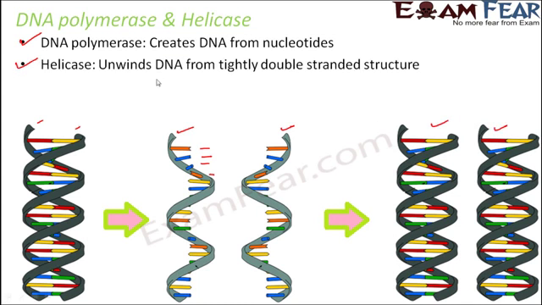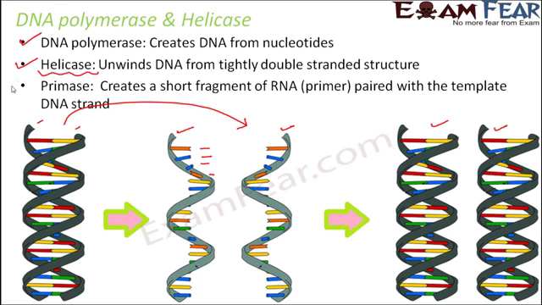Helicase is the enzyme which unwinds DNA from its tightly double-stranded structure. Here you see this is the double-stranded structure, and from this it becomes two separate strands. How does this separation happen? DNA polymerase doesn't play any role during separation. Before DNA polymerase can do its job, the two strands need to be separated, and that separation is done by the enzyme called helicase. Why is it known as helicase? From the word helix or helical. The helical structure is unwound, and that is why the enzyme is helicase.